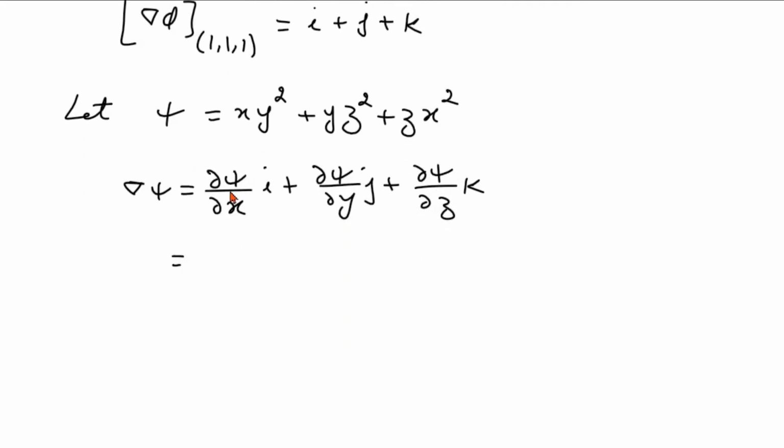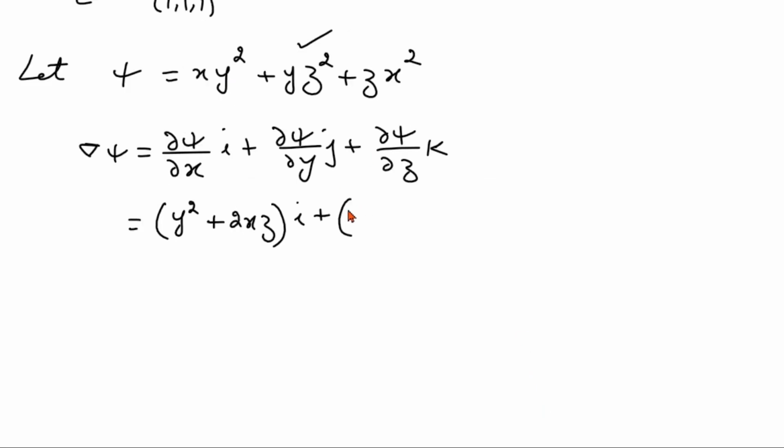Now if you differentiate this psi with respect to x, the derivative of x with respect to x will be 1, so you'll just get y². This term does not contain x, so its derivative will be 0. Coming to the last one, x² is there, and differentiation of x² will be 2x, so you'll get 2xz times i. Plus, similarly you differentiate with respect to y. So 2xy you will get as the first part. For the second one, derivative of y is 1, so plus z² you will get.